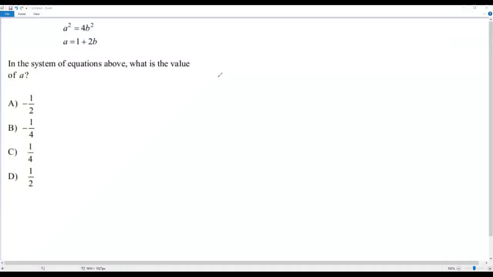Here we have a SAT math problem. Okay, let's go to the question. A² = 4B², A = 1 + 2B. In the system of equations above, what is the value of A?